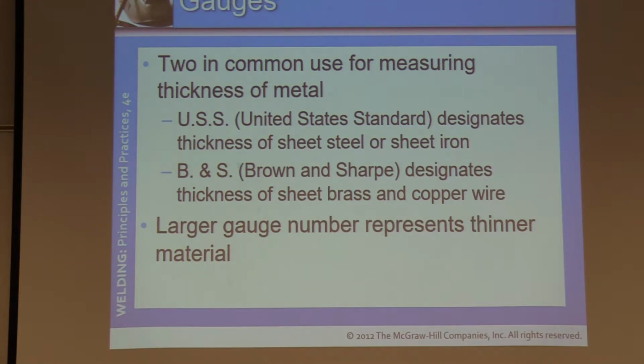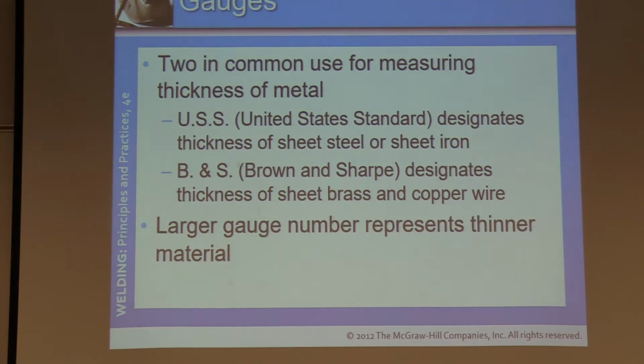Gauges. I'm going to read from the book a couple things real quick. Page 985, left-hand column underneath the gauges. There are two gauges in common use for measuring the thickness of metal. The U.S. standard gauge designates the thickness of sheet steel or sheet iron. The B&S, the Brown and Sharpe gauge, designates the thickness of sheet brass and copper wire. In both cases, the larger the gauge number, the thinner the metal. For example, 16 gauge is thinner than 9 gauge. Gauge sizes are given in the appendix.